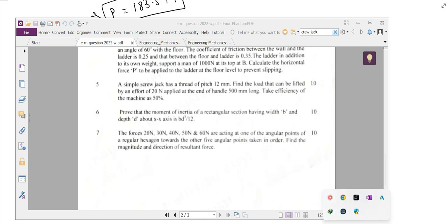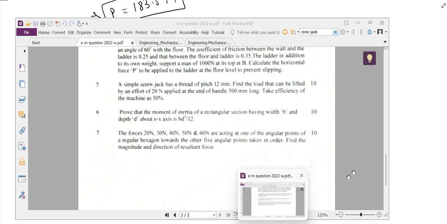See, there is a screw jack whose thread pitch is 12 millimeter, and our aim is to calculate the load that the jack will lift by the help of an effort, which is the force provided by us, of 20 Newton applied at the end of the handle, which is 500 millimeter long, and efficiency is given as 50%.